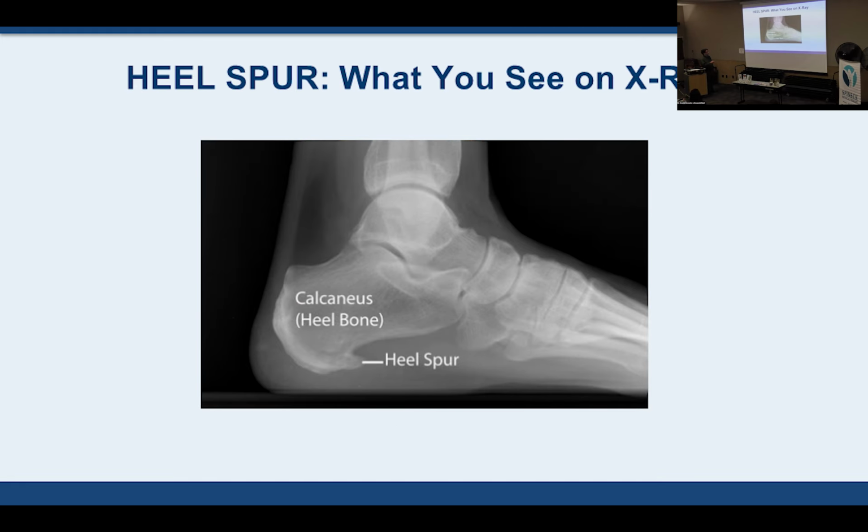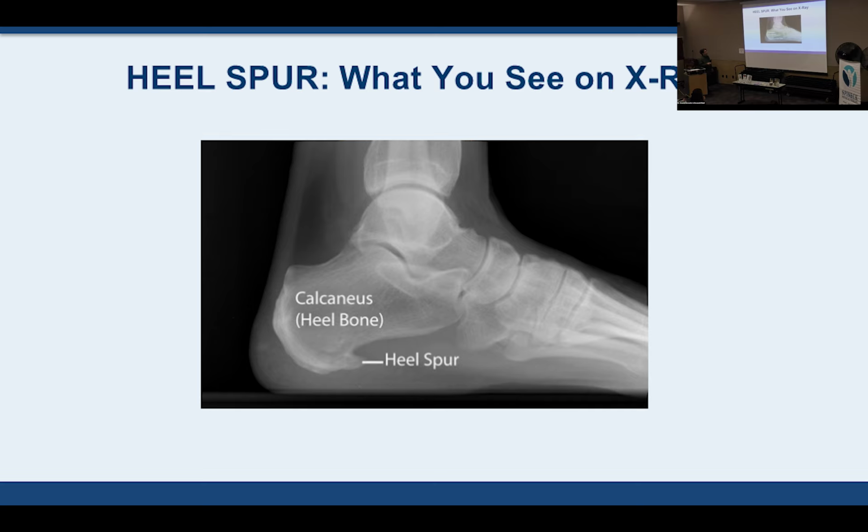Okay, so here we have the heel bone, the calcaneus, as I mentioned. And what we have here, this little fluffy thing over here, is called a heel spur. A heel spur is bone growth. We could have multiple spurs on the feet, and they occur in different areas. Most of the time, spur formation comes from arthritis, which we'll talk about a little bit after.